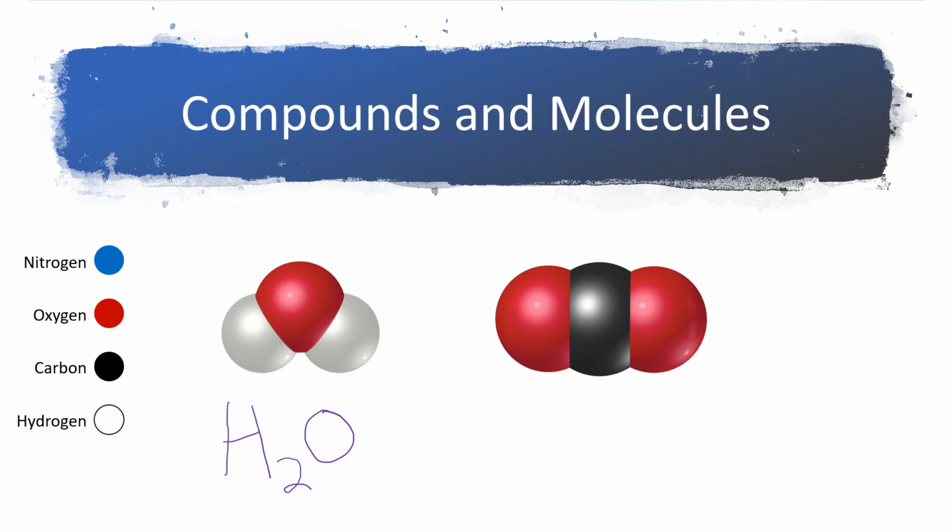For the second compound, the one on the right, there's one atom of carbon, so I'm going to write that as just a plain old C. And then there are 2 atoms of oxygen, so I'm going to write O2. So this is the compound carbon dioxide with 1 carbon and 2 oxygens. So the C goes with this black atom, and the O2 goes with the 2 red atoms.